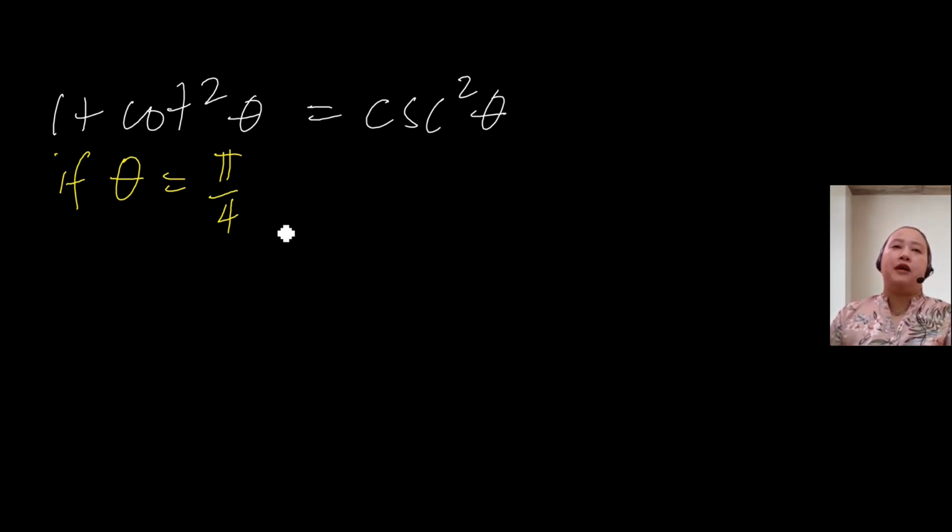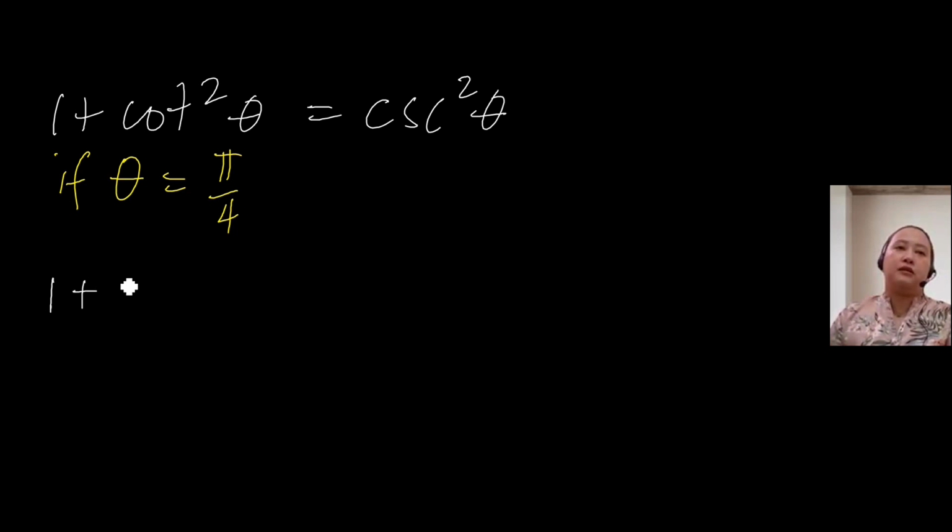However, if the value of theta is in radians, just like the pi over 4 which you can see on the screen, it means that you have to make sure the mode of your calculator is in radian or rad, so that you can come up with the correct result. Okay. So let us substitute now.